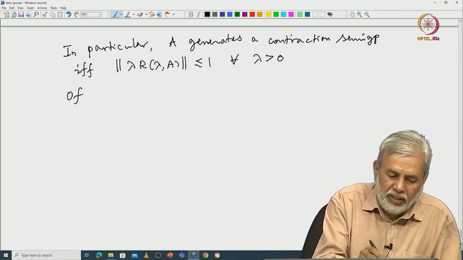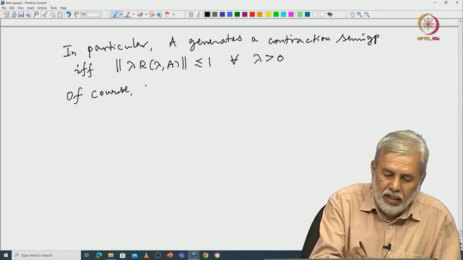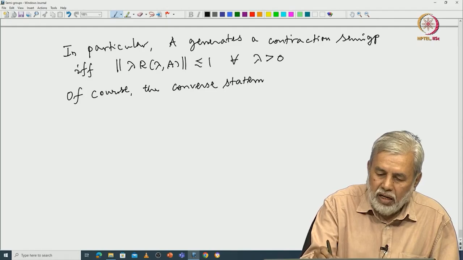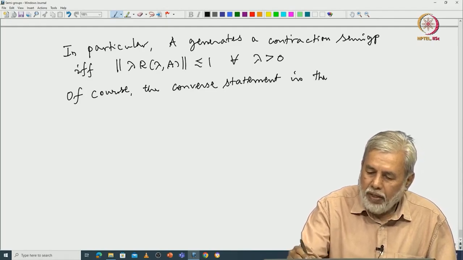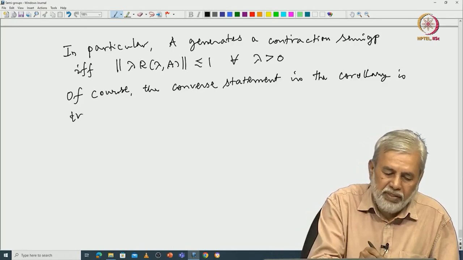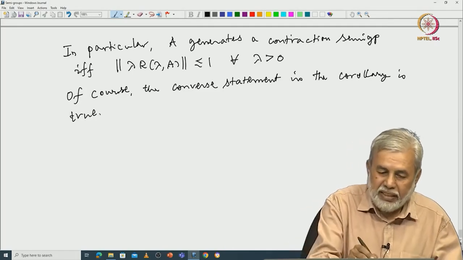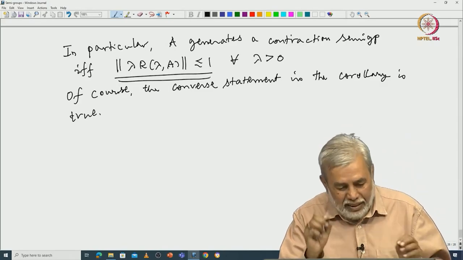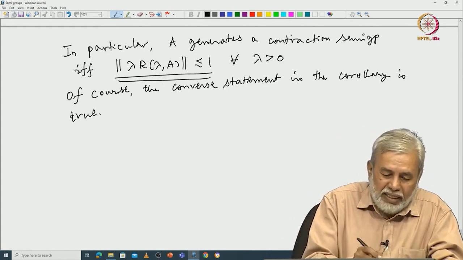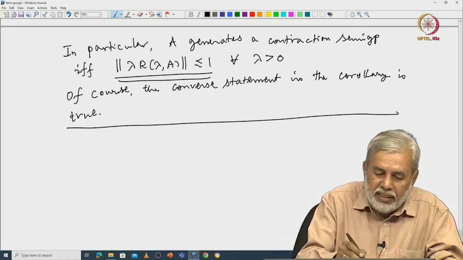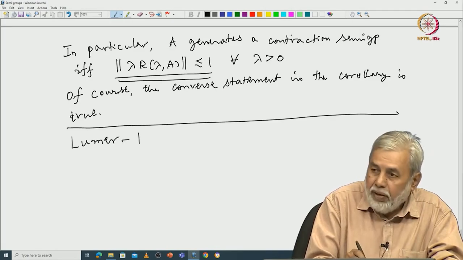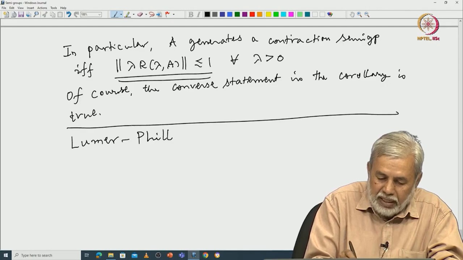So, of course, the converse statement of the corollary is also true. Namely, if T(t) is a contraction semi group, then this condition holds true. Okay. So, just the condition m equal to 1 makes life so simple, right. So, the next step is to remove even this resolvent altogether. Okay. So, this is Lumer-Phillips theory. Let me just begin with that and maybe I will continue with the next class.